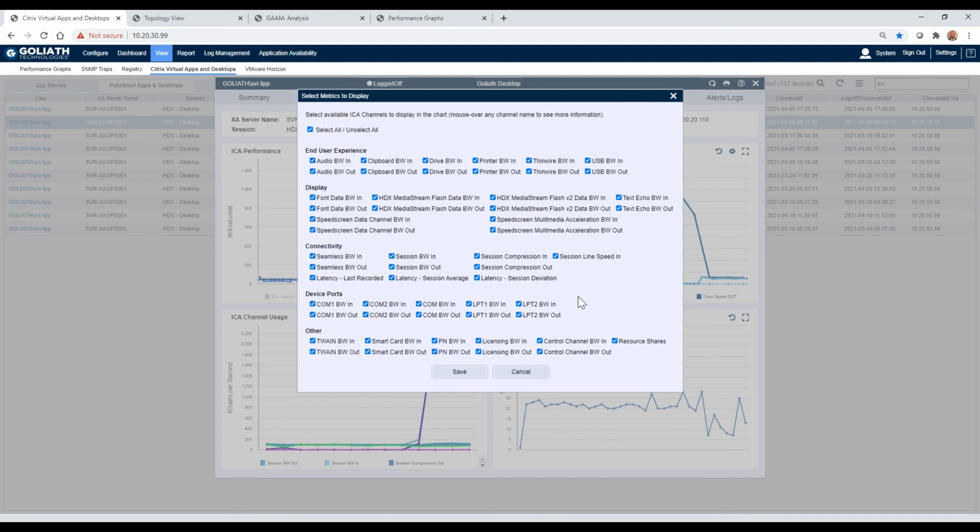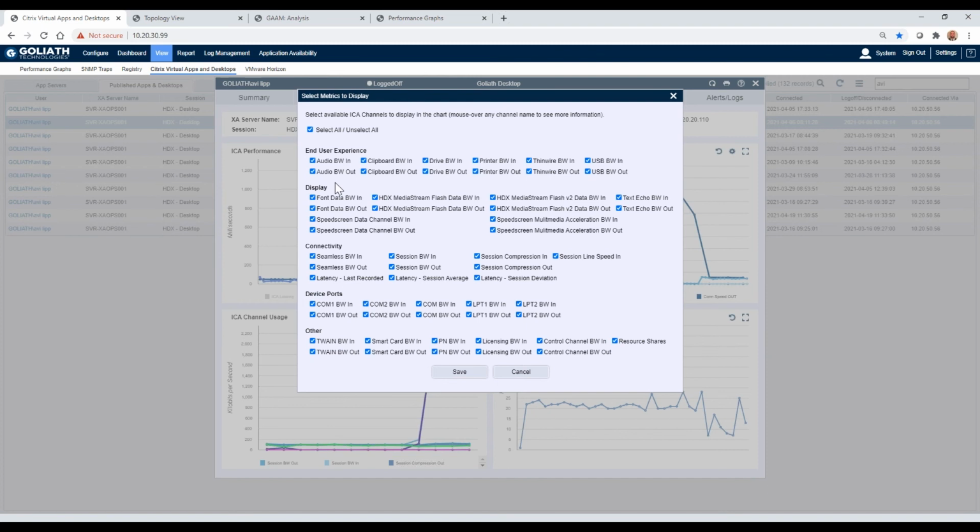Why that all plays a role is because depending on what an end user is doing within their session, that can absolutely impact performance. If you're watching a graphically intensive video, say a YouTube clip or a sporting event, that is harder to process and can impact round trip time and whatnot. So with these different ICA channels, we're going to break them all out.